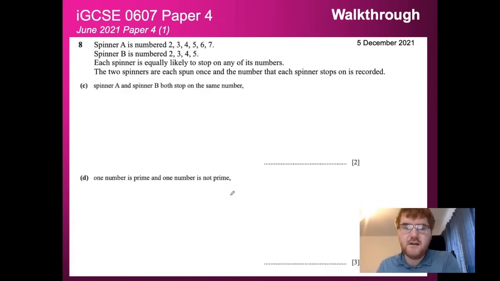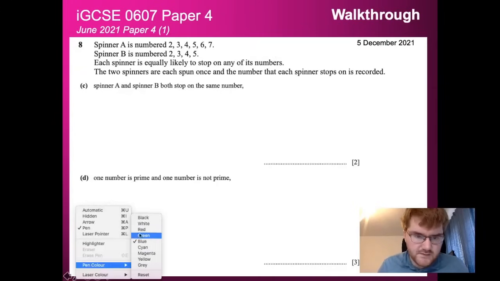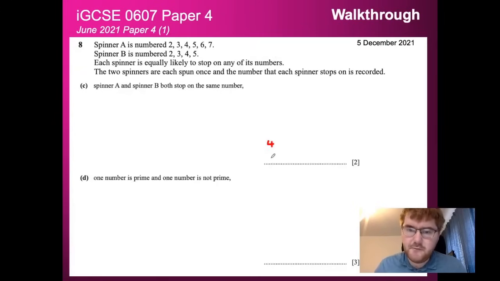So the answer to this question, I'm going to do this in red, is 4 out of 24, which would of course be valid for the 2 marks. My working would be the sample space diagram, but this is also equal to 1 over 6. Makes these questions much, much easier.